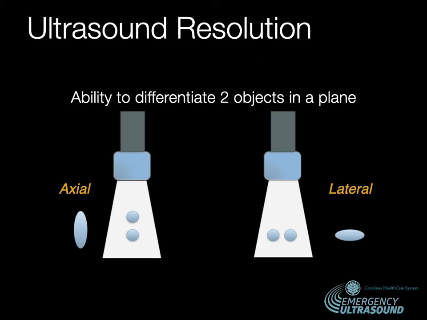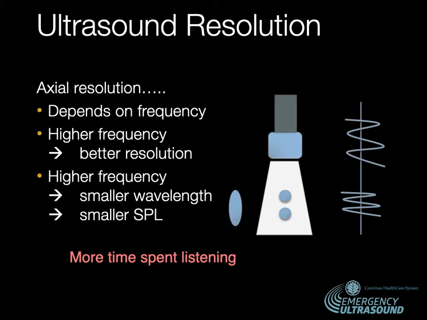One thing you want to know about is ultrasound resolution. So this is the ability to differentiate two objects in a plane. You have axial resolution, in which you are looking at differentiating two objects in a longitudinal plane, and then lateral resolution, which is differentiating two objects side by side. Your axial resolution depends on your frequency. So higher frequency leads to better resolution, right? This is because you have a smaller spatial pulse length, which means that the transducer spends more time listening or receiving the signal than it does sending out a signal.